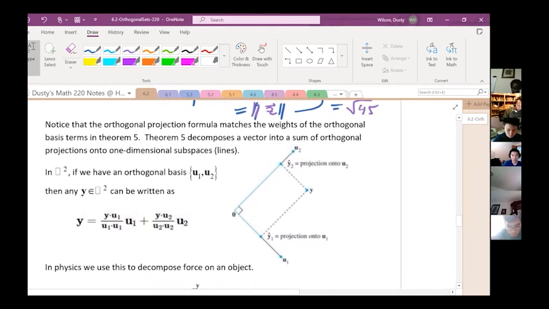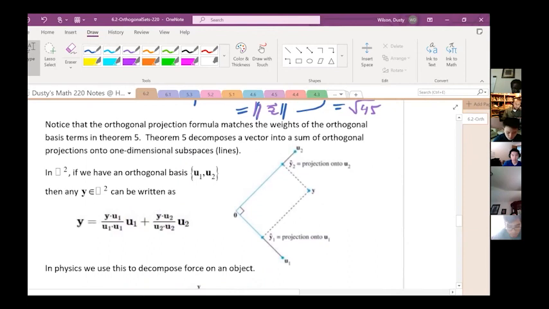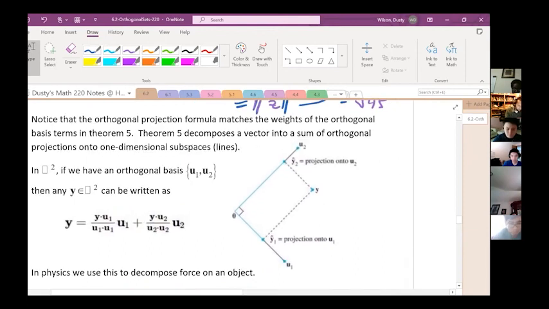So notice that the orthogonal projection formula that we just had matches the weights of the orthogonal basis terms in Theorem 5. I'm trying to remember which one was Theorem 5. That's a couple days ago. Theorem 5 was the one that gave us the formula for the weights. So Theorem 5 decomposes a vector into a sum of orthogonal projections onto one-dimensional subspaces or lines.